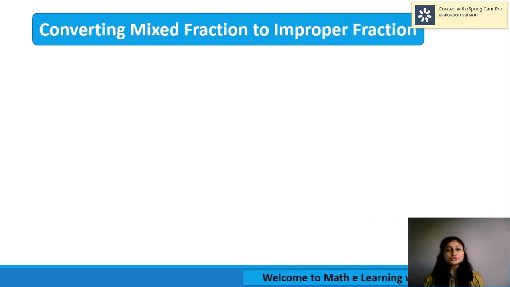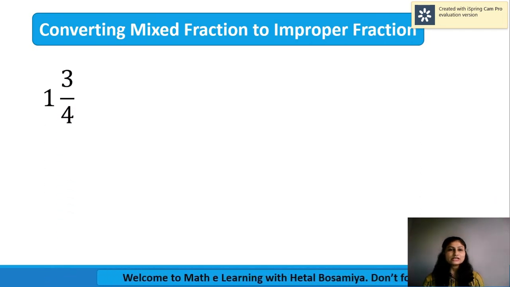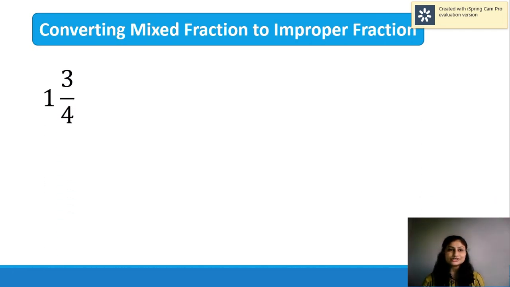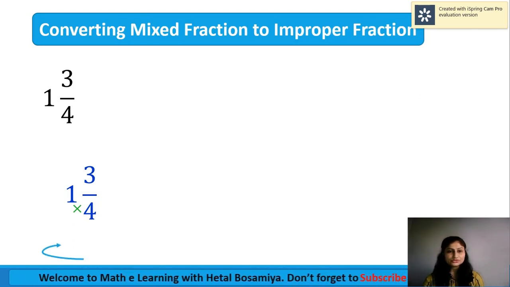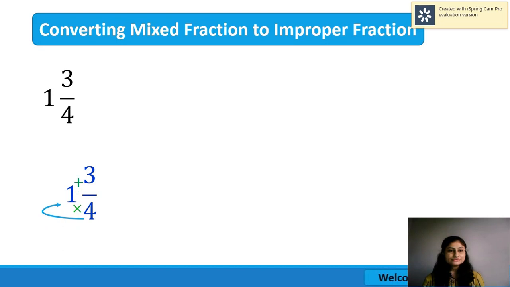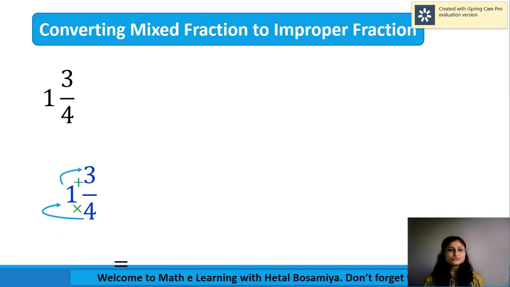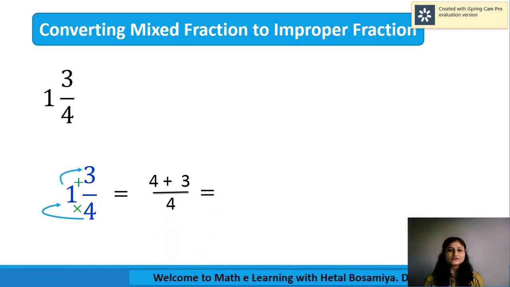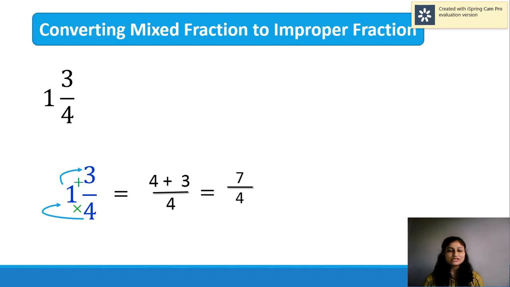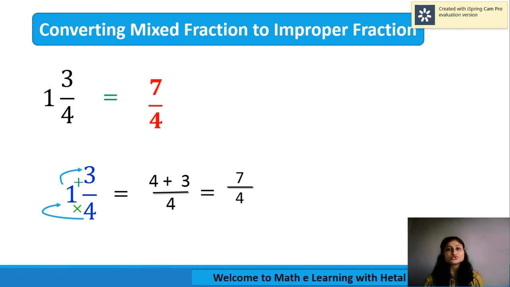Now we convert a mixed fraction to an improper fraction. We take the same example here, 1 integer 3 upon 4. First we multiply 1 and 4. 4 ones are 4. Then we add 3 to it. 4 plus 3 is equal to 7, and we write it as 7 upon 4. So this way you can convert a mixed fraction to an improper fraction.